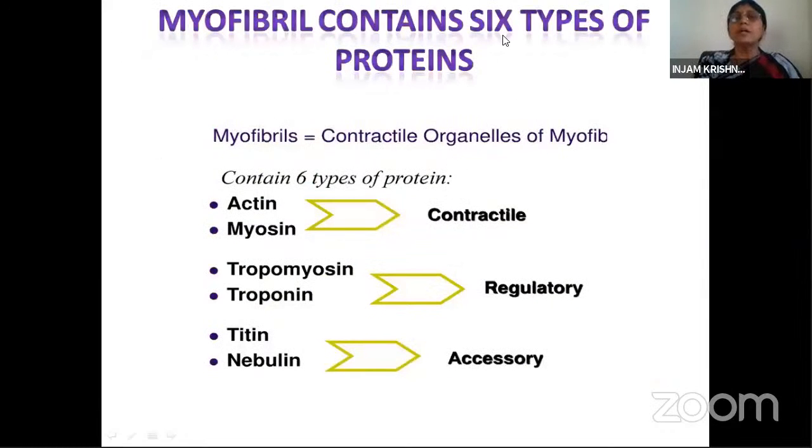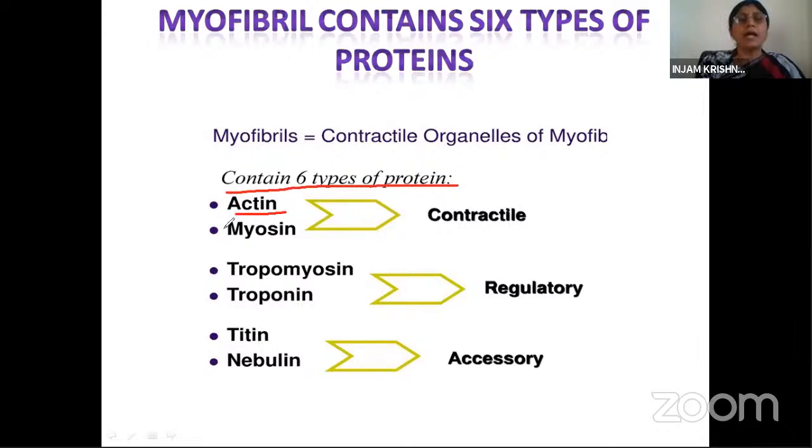Yes. So far, we crossed a number of names of the proteins. What are those? Actin, myosin, tropomyosin, troponin. But I want to give two more names, titin and nebulin. These two are also kinds of proteins. So altogether, myofibril contains 6 types of protein.